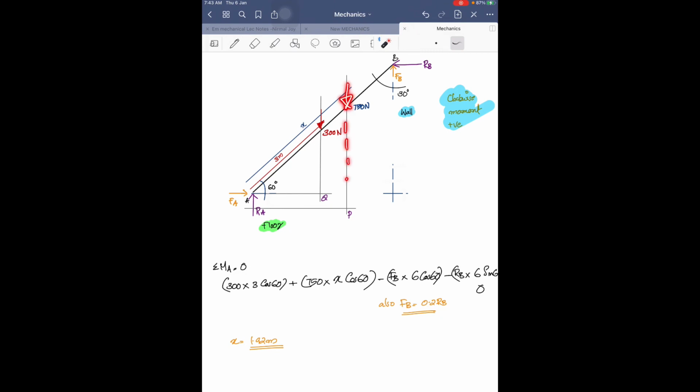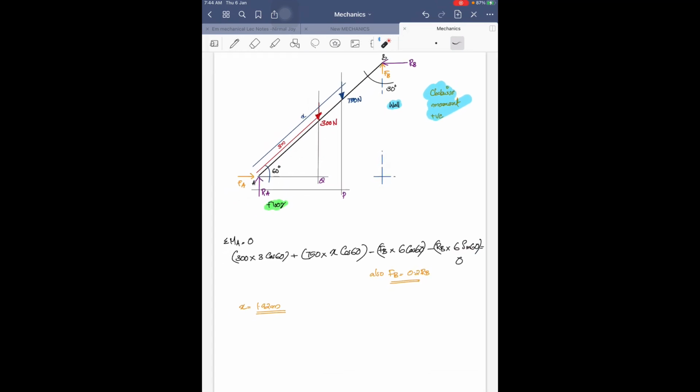Now let's take the second force, 750 Newton, multiplied by the perpendicular distance between its line of action and the moment center. That will be AP. From A to this point it is x, at 60, so this will be x cos 60, and it is also making a clockwise moment. Now we are left with RB and FB, both making moments about A: FB into 6 cos 60 and RB into 6 sin 60. RB is making an anti-clockwise moment, FB is also making an anti-clockwise moment, that's why we have given a negative sign. Solving, we will get x equal to 1.92 meters.